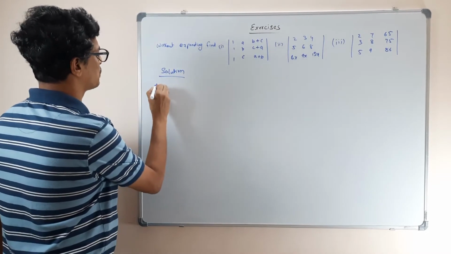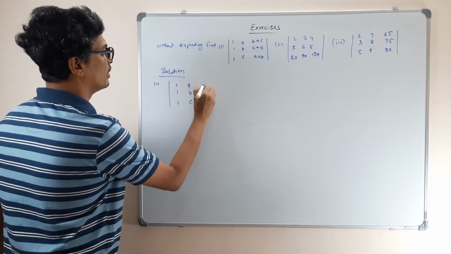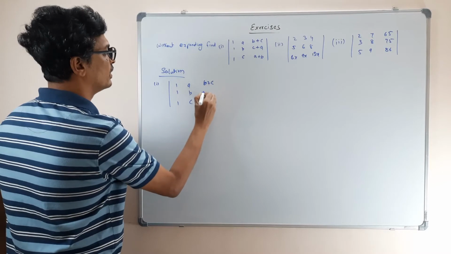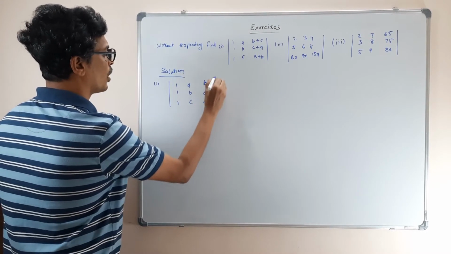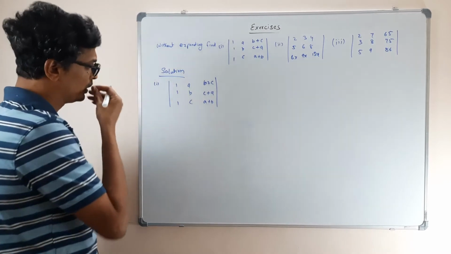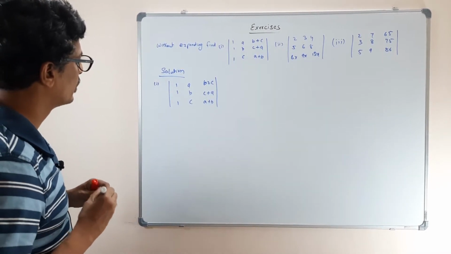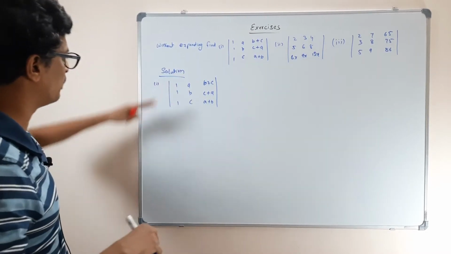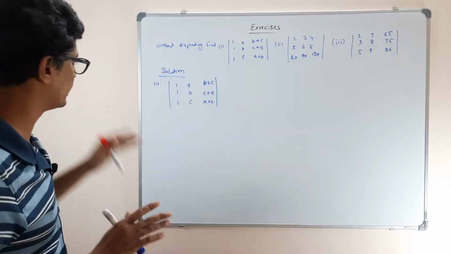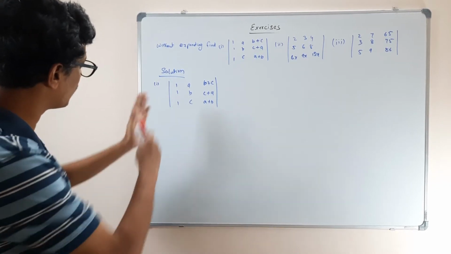Let us take the first one. 1, 1, 1, A, B, C, B plus C, C plus A, and A plus B. Okay, so if you see, this is more column wise. By row manipulation, you will not be able to make anything 0, right? So somehow you can work it out with the columns.